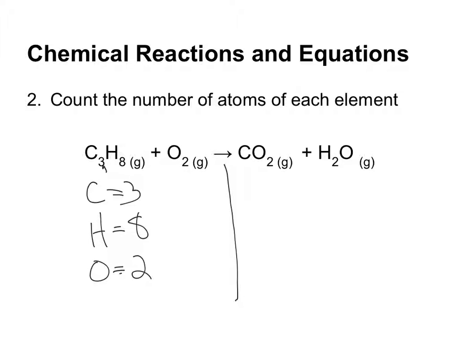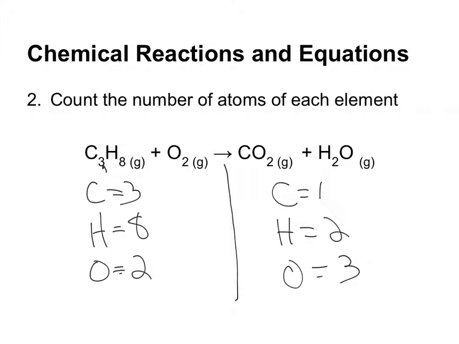So on the right-hand side, we've got 1 carbon, we've got 2 hydrogens, just to keep them in the same order. Now the oxygen, and here's the first thing you have to look out for. The oxygen is in 2 different places on the right-hand side. On the left, it's all together, O2. On the right-hand side, you've got CO2 and you've got H2O, so you have to keep track of all those atoms that are floating around. So the total number of oxygens is 3 on the right-hand side.